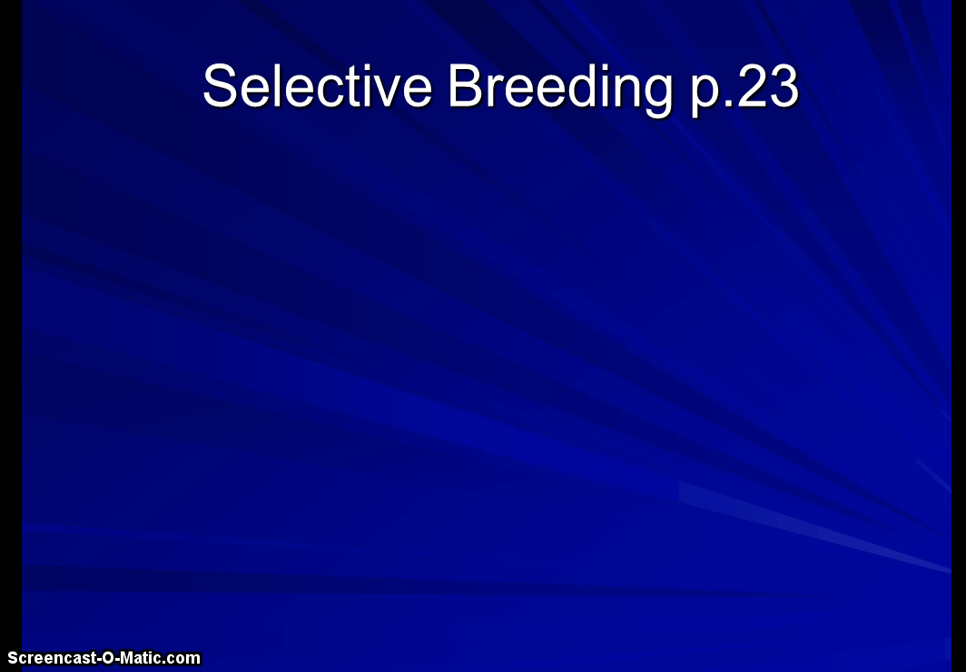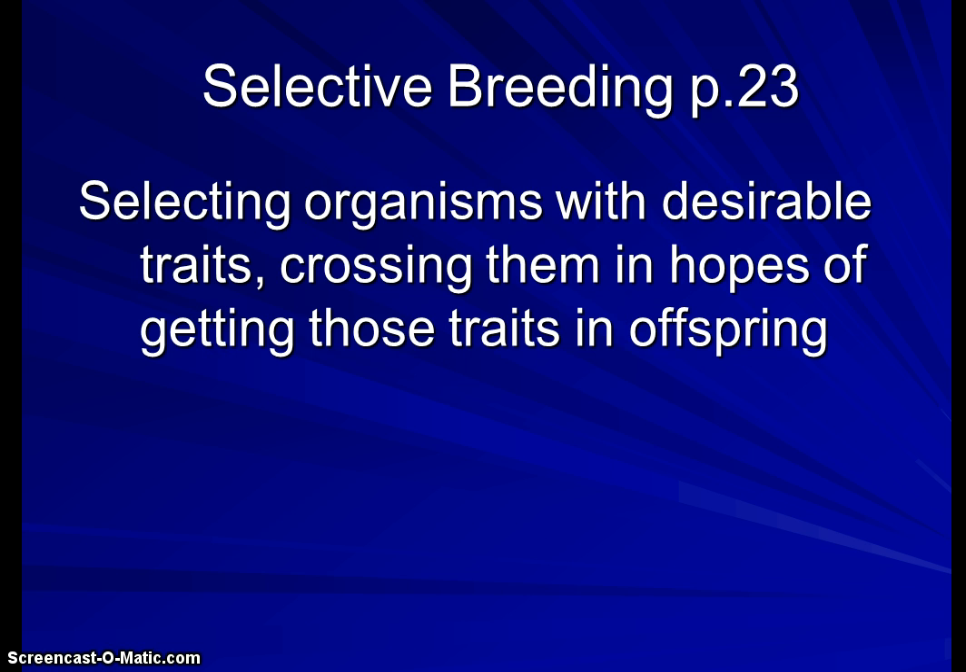So on page 23, selective breeding. This is when we select or choose organisms with desired traits and crossing them, hoping to get those traits in our offspring. So people have been doing this for thousands of years, especially in agriculture, when they noticed something that tastes good and they had another plant that grew large fruit. They're going to cross the large fruit with the tasting good fruit and hopefully get a large tasty fruit.